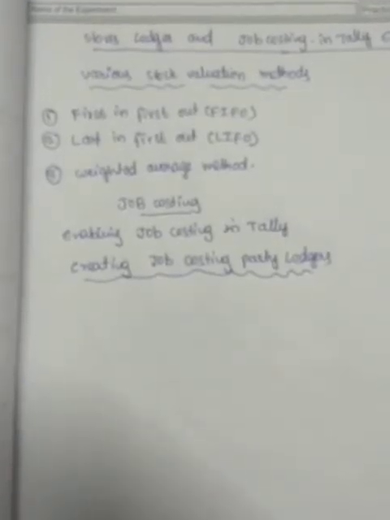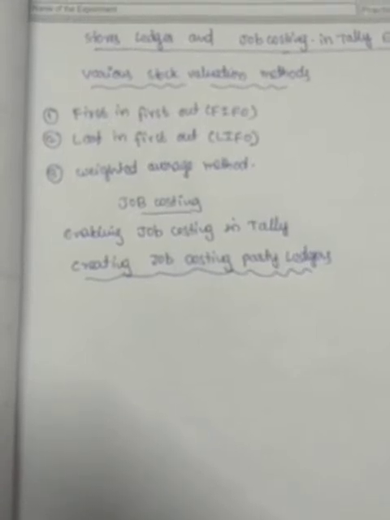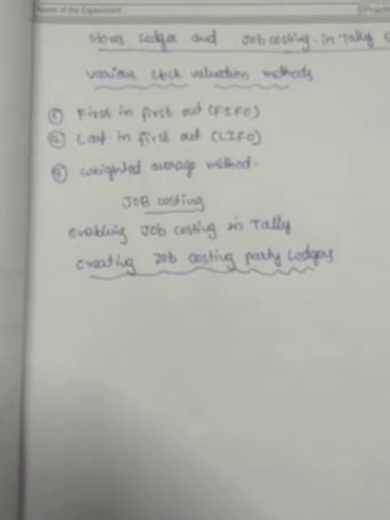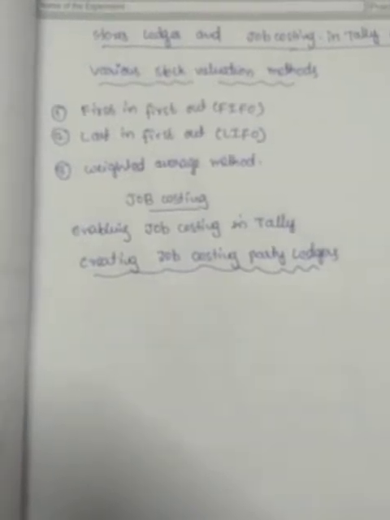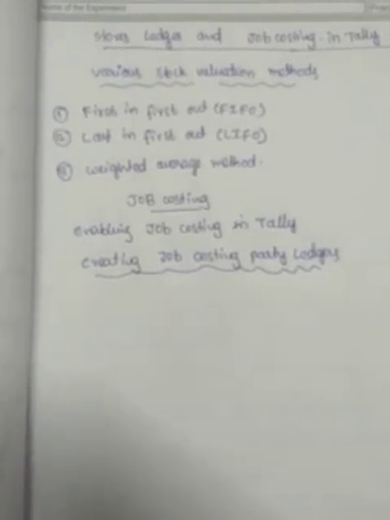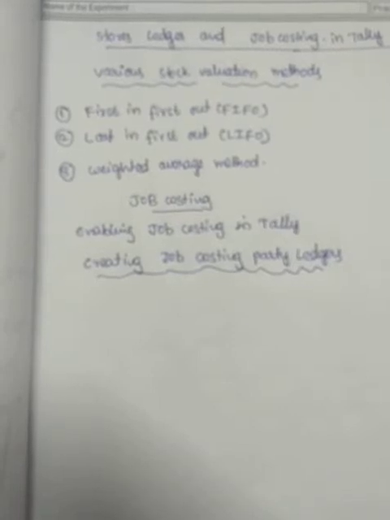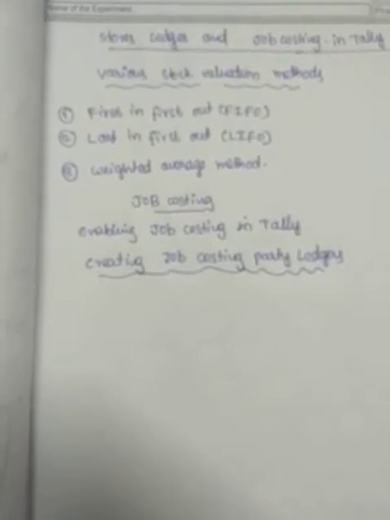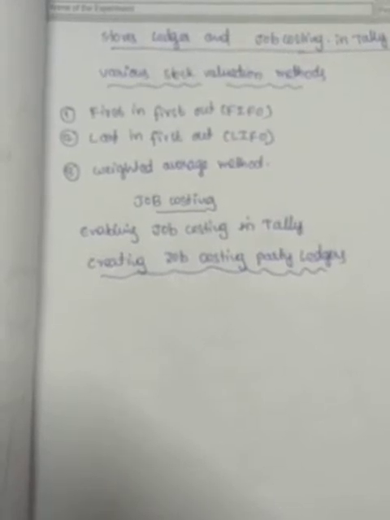Create party accounts for our customers under sundry debtors. Our customers means under the account sundry debtors. We can create a ledger for a Delhi customer or a Bihar customer. Similarly, create suppliers under sundry creditors. Customers means under account is sundry debtors. Suppliers means under account is sundry creditors.